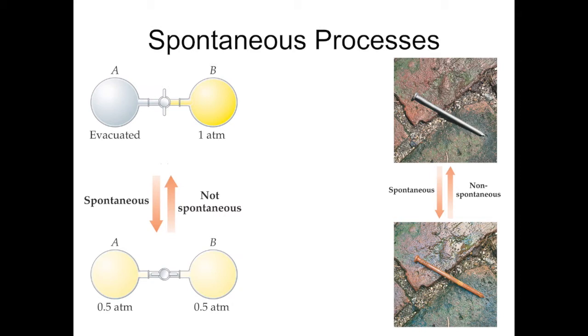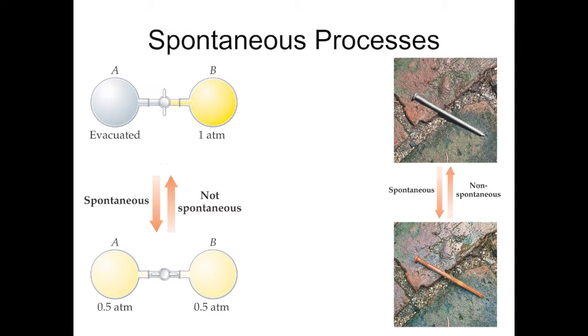When you open the valve, the gas in the right-hand side in bulb B will spontaneously move to fill bulb A as well. Remember, one of the general properties of a gas is that it expands to fill its container. As soon as you open the valve, you have A and B combined into a single container, and the gas will expand. You don't have to push any of the gas molecules along. They'll simply expand on their own.